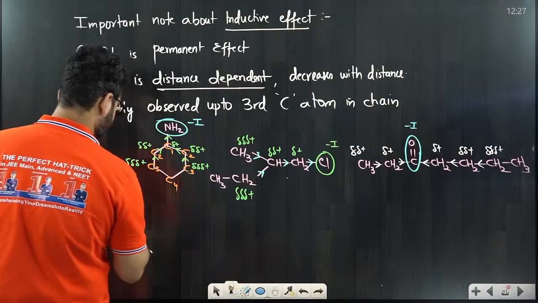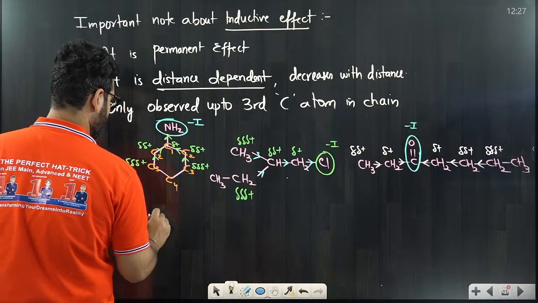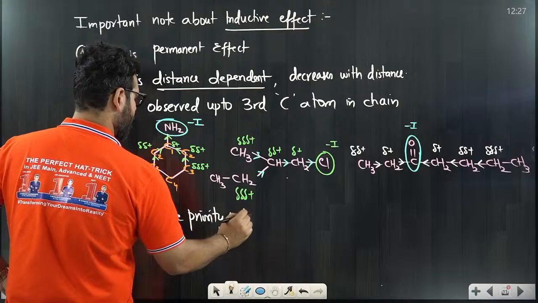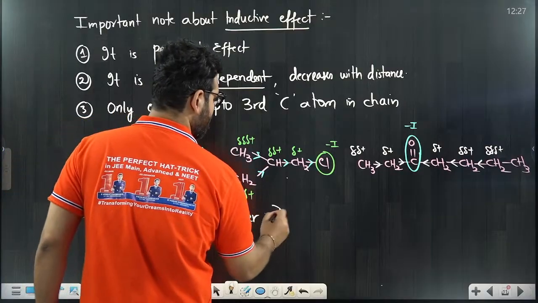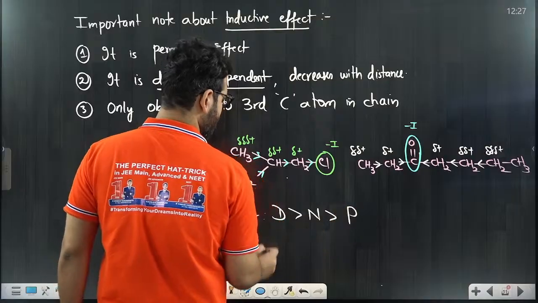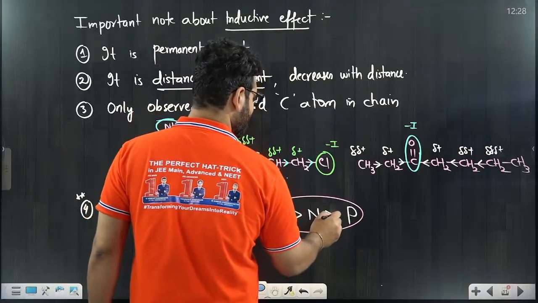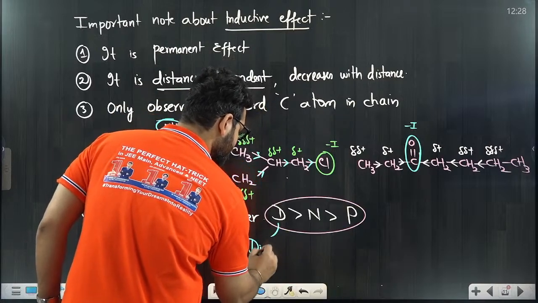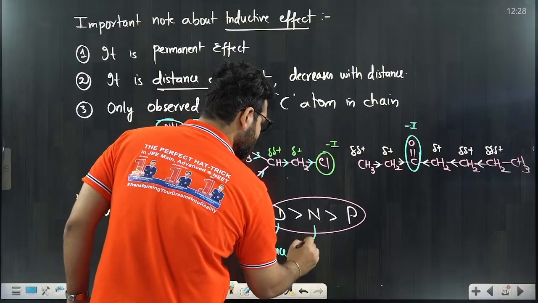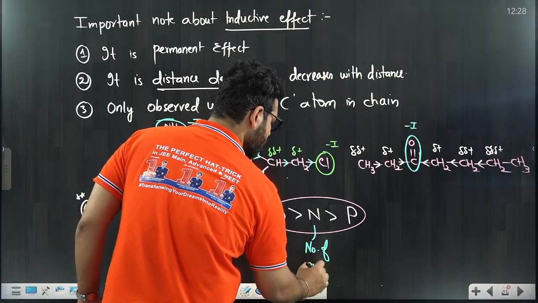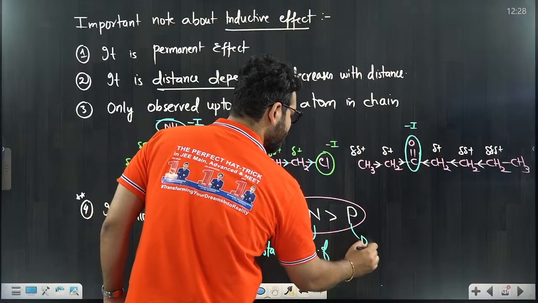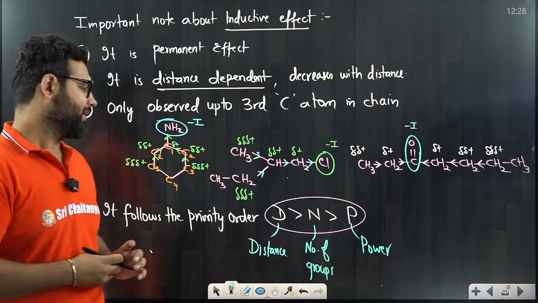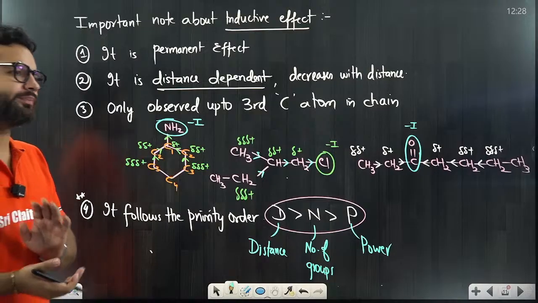It follows the priority order. D, N and P. D is more important than N, which is more important than P. D means distance. N means number of groups. P means power of the group. Distance, number, power.